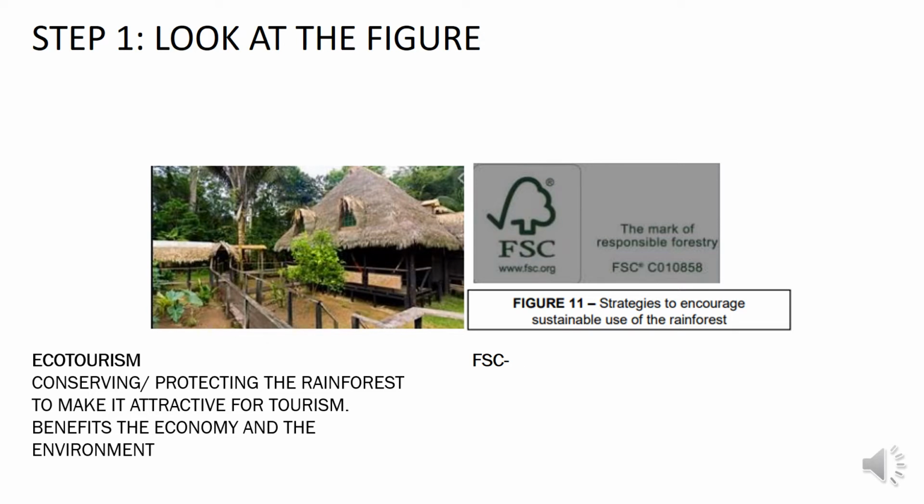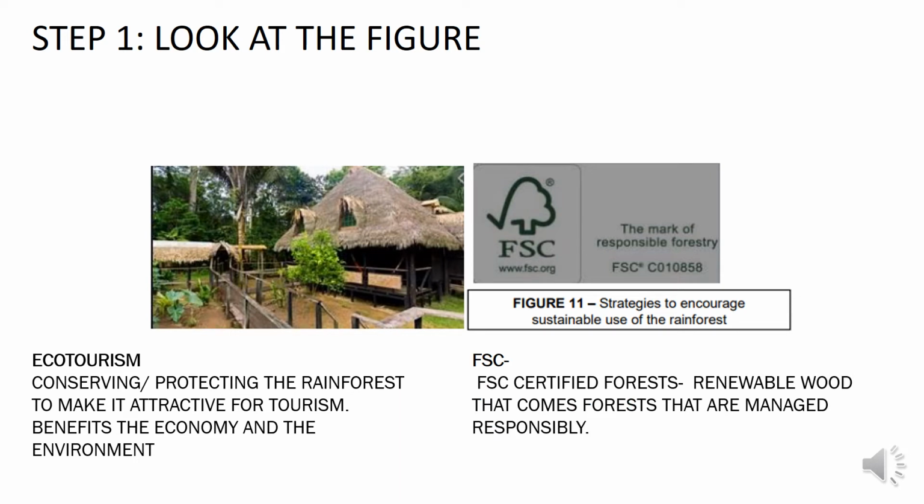The next picture that you've got is the mark of responsible forestry. And what that means is it's renewable wood that comes from forests that are managed responsibly. So they are replanting, they might be doing selective logging, and they're products that have that symbol on. You do not need to talk about both of these. You need to talk about the one that you're most confident with.